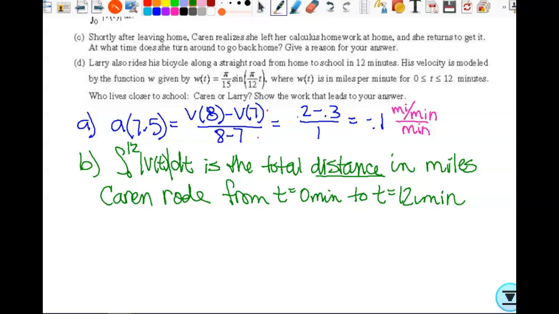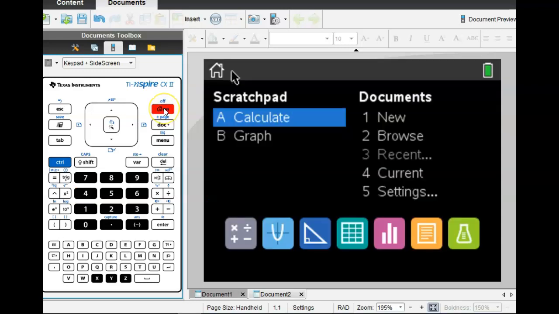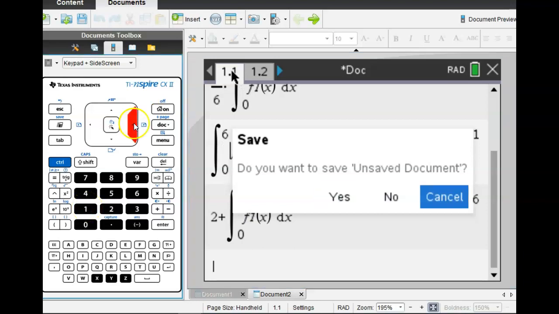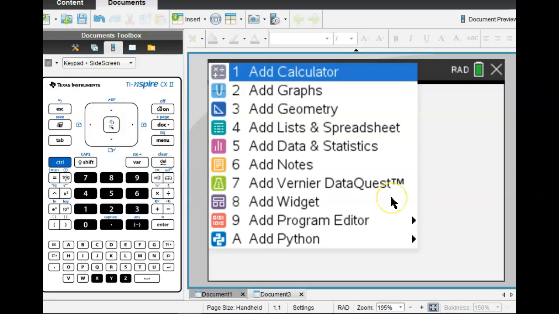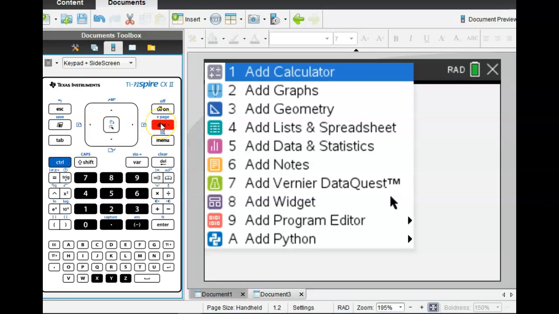All right, so now we need to find it. One thing we didn't do is put this in our calculator to begin with, which we should have. So let's go back over here. I'm going to go home. I want new. And no, I do not want to save this unsaved document. Ugh, I do not like this on the board. So I'm going to add a calculator, and then I'm also going to add a graph.